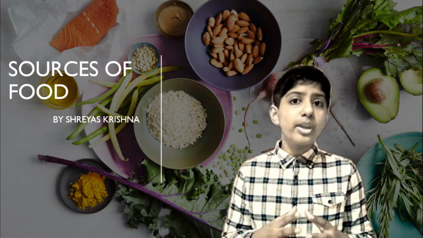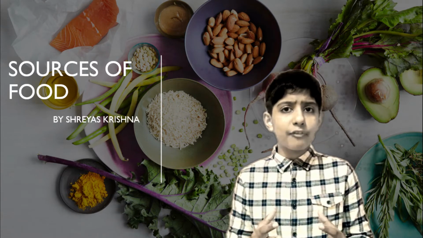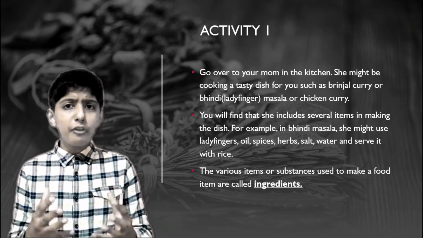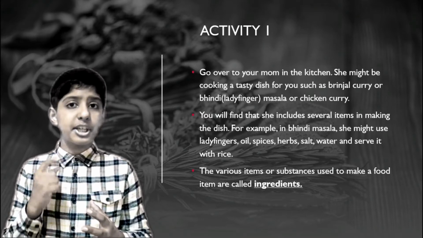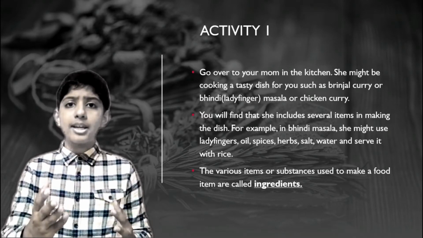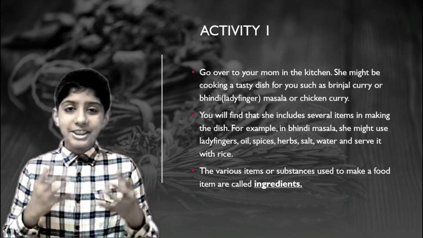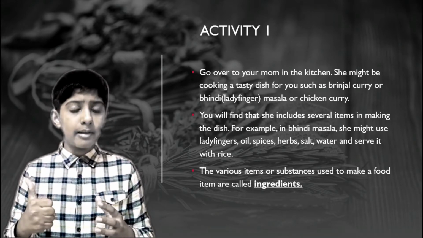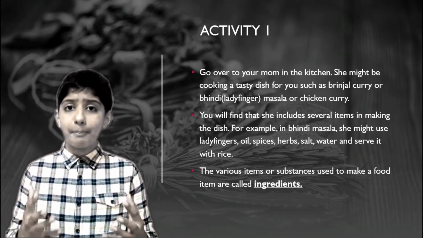Now today we are going to learn about sources of food. We will also clarify Harry's doubt. Now before we get started, let's begin with icebreaker activity 1 of the lesson. All you have to do is just go forward and look in the kitchen what your mom is preparing for you. She might be preparing a tasty dish such as bhindi masala, brinjal curry or chicken curry. Your mouth might be watering by now.